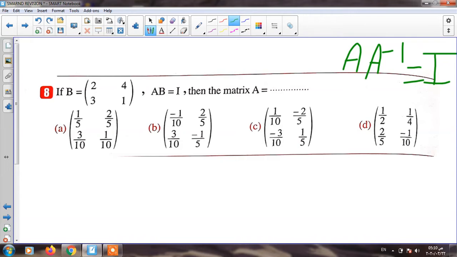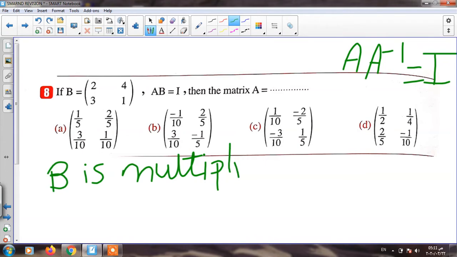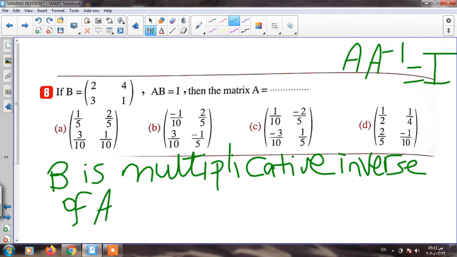And if you don't remember, or if you didn't see the video of the multiplicative inverse, let me help you to understand how can I get the multiplicative inverse of a matrix, or revise it quickly. So there, B here, then B here is multiplicative inverse of A. Then B is multiplicative inverse of A, or A multiplicative inverse of B. So to get A, you are going to find B -1.